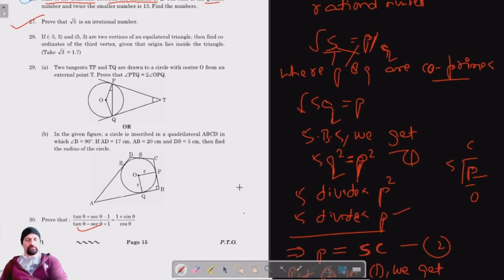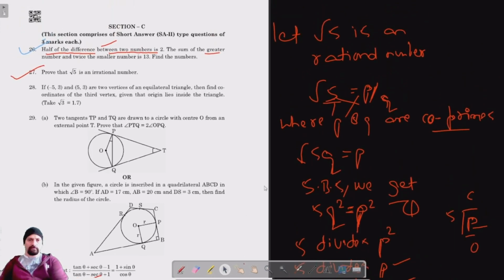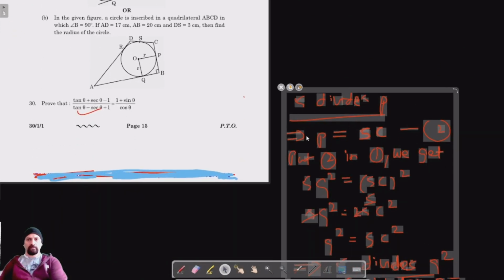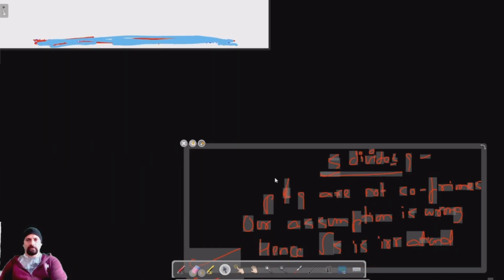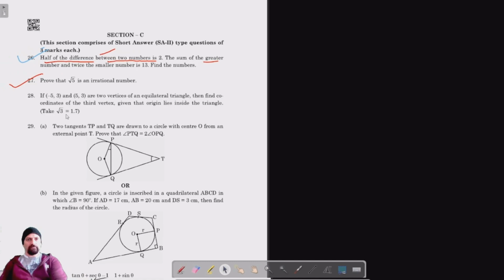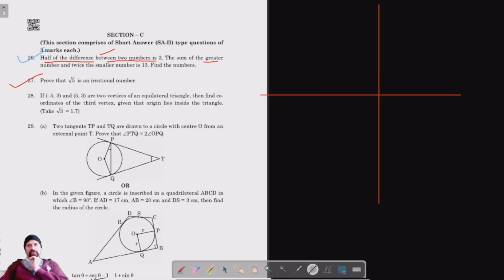Let's move on to question number 28. Let me erase this and move on. For question number 28, it's given that (-5, 3) and (5, 3) are two vertices of an equilateral triangle. So let's draw our plane. Let's say this is our plane, this is X and this is Y.